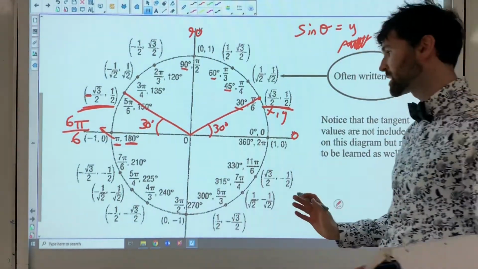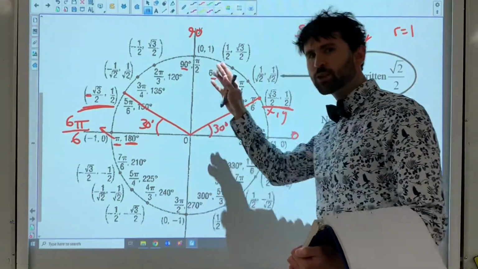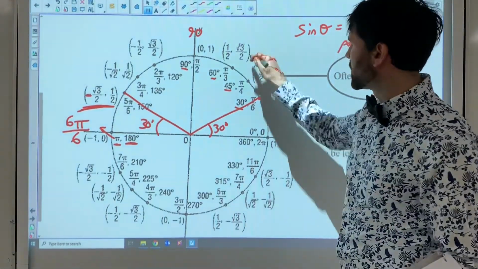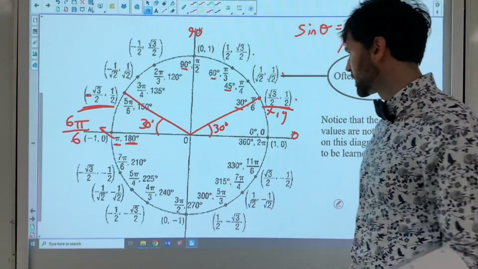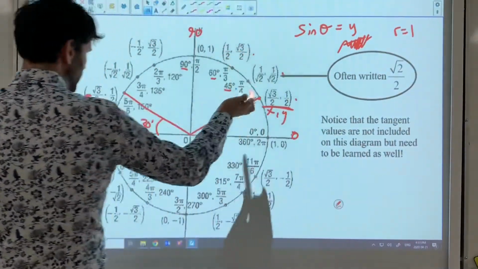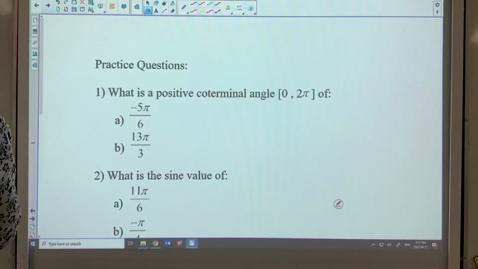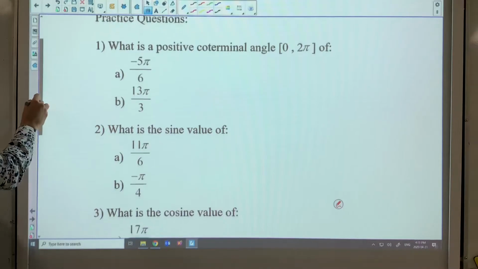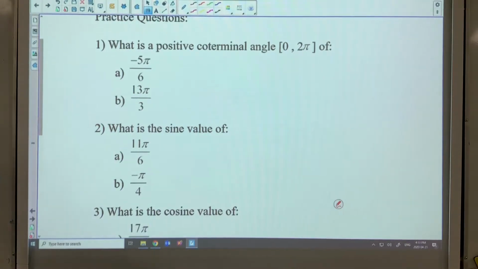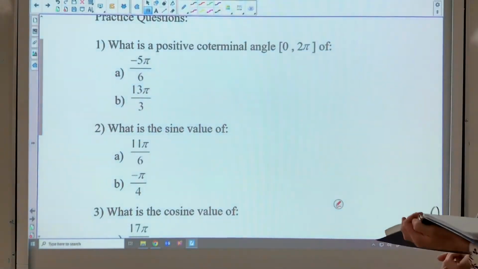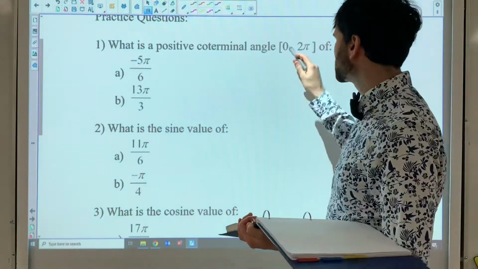You've got to put in the time to memorize it, or at least know enough that you can sketch it out. That's what I used to do, and use your knowledge of those points. A lot of the questions we're going to do have to do with this, and it's handy that you memorize it. I usually start off sort of rusty when the term starts, and my memory gets refreshed pretty quickly. So let's just do some questions from yesterday, but now we're doing them sort of in radians. What is a positive coterminal angle between 0 and 2 pi?